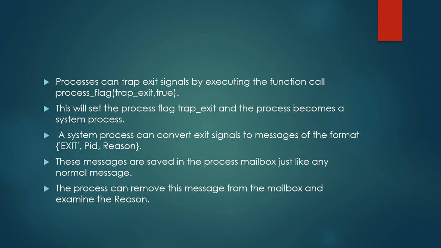In Erlang, any process can trap exit signals sent by another process, and in order to achieve this, a function named process flag should be executed. After executing this function, the process becomes a system process. A system process can convert exit signals sent from another process to a message format. Like any other message, these messages are also saved in the mailbox, and at any time the process can remove this message from the mailbox and examine the reason.